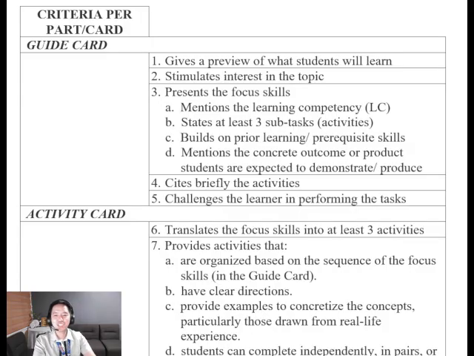An effective strategic intervention material should comply with the following criteria per card or per part. For your guide card, it gives a preview of what students will learn, stimulates interest in the topic, presents the focus skills, mentions the learning competency, states at least 3 subtasks or activities, builds on prior learning and prerequisite skills, mentions the concrete outcome or product students are expected to demonstrate or produce, cites briefly the activities, challenges the learner in performing the tasks.